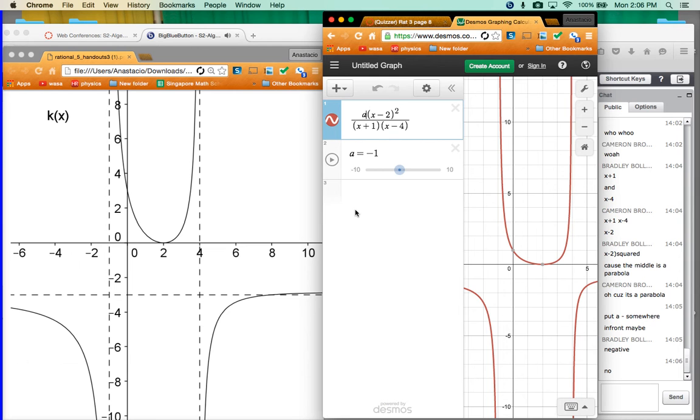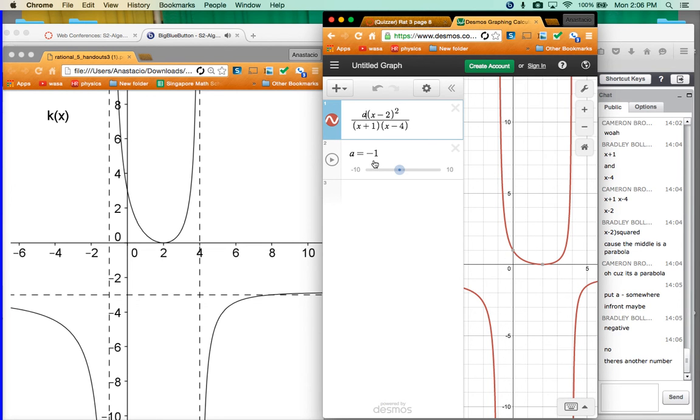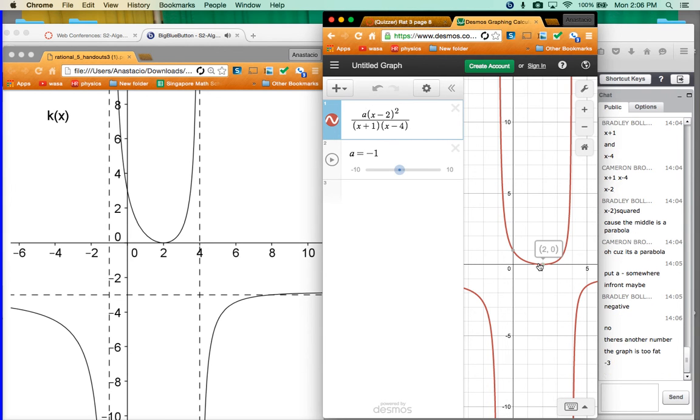Okay, what's wrong with just having negative 1 out in front? There is another number. Yes, very good. We're pulling this thing apart. Okay, what's the other number? Our graph is too fat. I love the way you're analyzing it. Our graph is totally too fat. I would say that there is a negative 3 out in front. Yeah, let's try that.